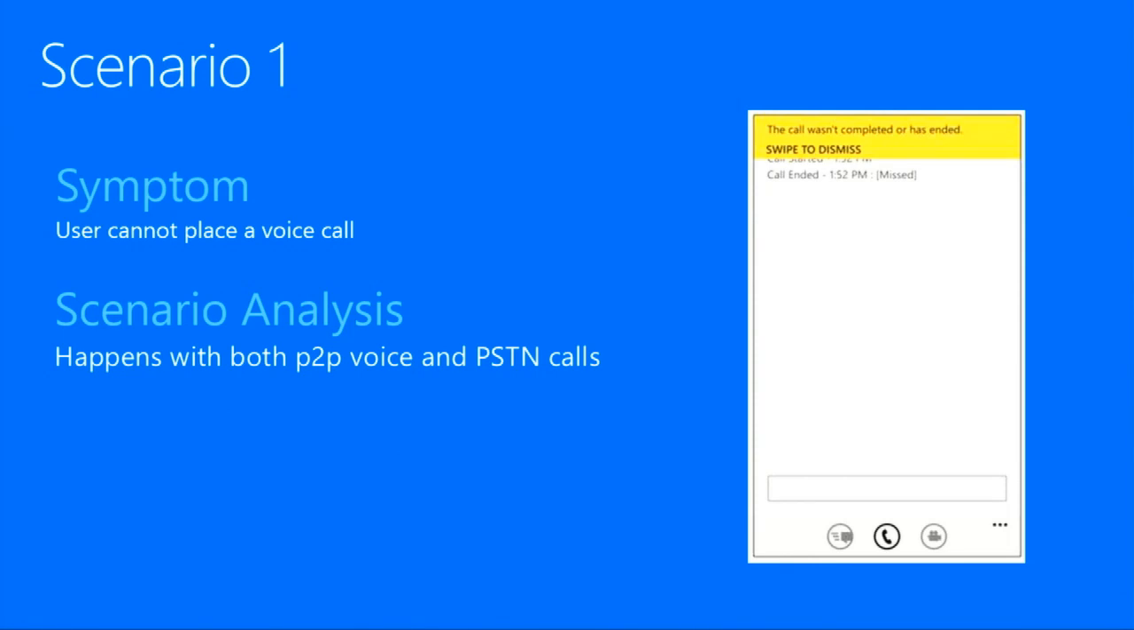From the Lync mobile client perspective, if it's a P2P call, then it's not going through the MCU. If it's a PSTN call, then it's going through the mediation server. So it really depends on what exactly the voice call is about. In this case, the customer came back and said it happens with any voice call, whether it's a P2P voice call or a PSTN call. So that was yes for both.